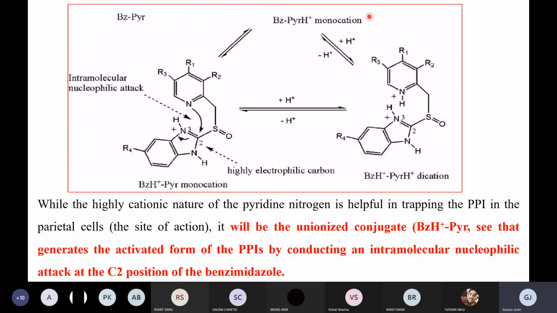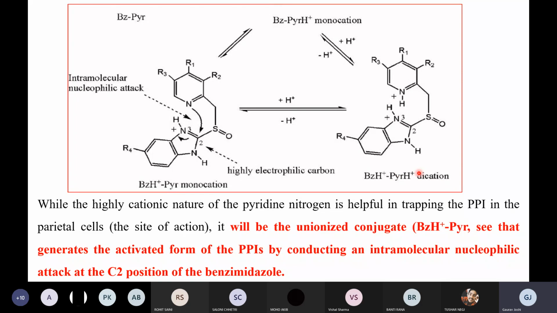So we have got the monocation. Now this monocation will undergo a reaction. There is a second chance for the monocation to form at this side also, because there are two pKa centers, one is this and the second is this. So there will be an equilibrium between this side and this side. But the important step is the formation of the dication. This nitrogen will be protonated first, followed by this second nitrogen. So from the monocation, there will be formation of the dication.